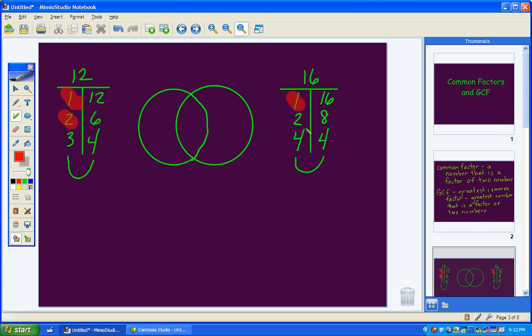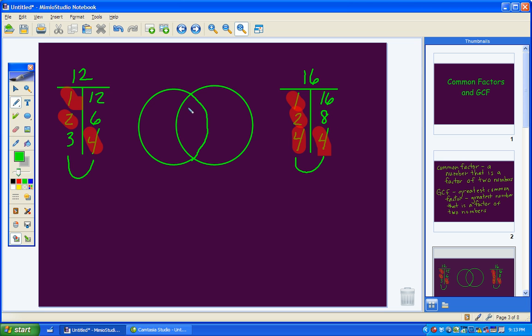I see a 2 over here and over here. 3, I don't see a 3 over here. 4, I see a 4 over here as well, which I can highlight both of them because they only count once. 6, no 6s. 12, no 12s. And those are the only common factors I have.